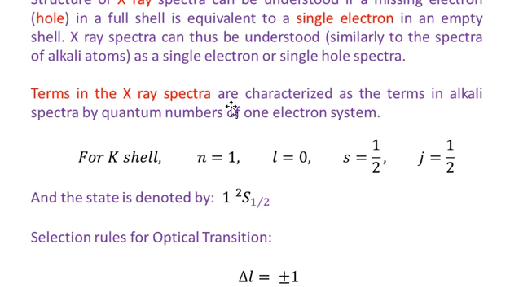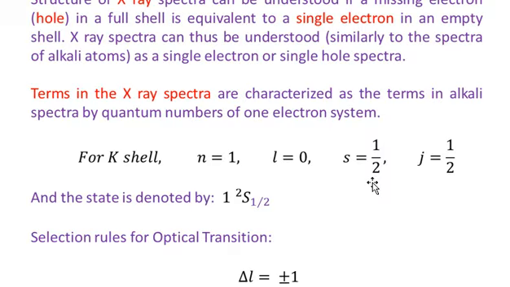Terms in the X-ray spectra are characterized like terms in alkali spectra by quantum numbers of a one electron system. As said earlier, I shall be explaining the spectra of the X-rays using a model of a one electron system placed in an empty shell. So let's talk about the K shell. For a K shell, the value of the principal quantum number n is equal to 1, because n equal to 1 provides the base level for the K shell. So when n is equal to 1, the orbital quantum number is 0 and the spin quantum number s is always equal to half because we are talking about a single electron.